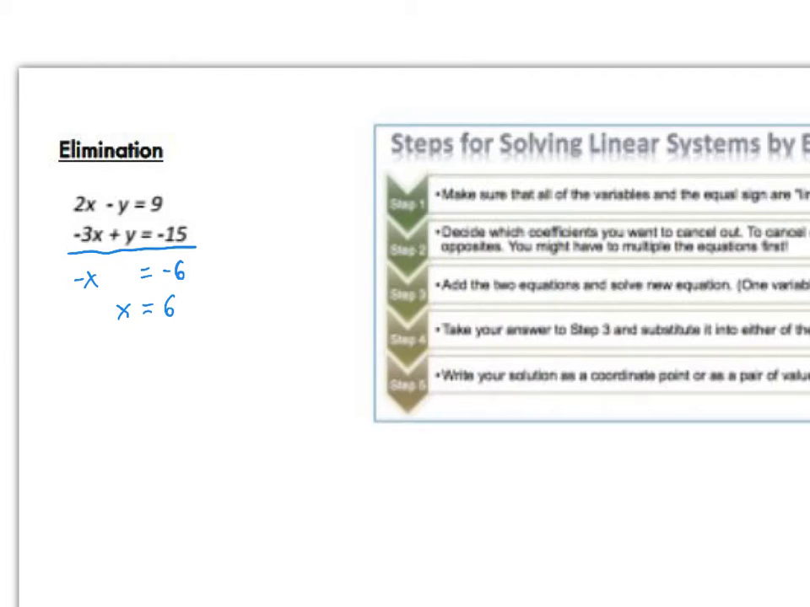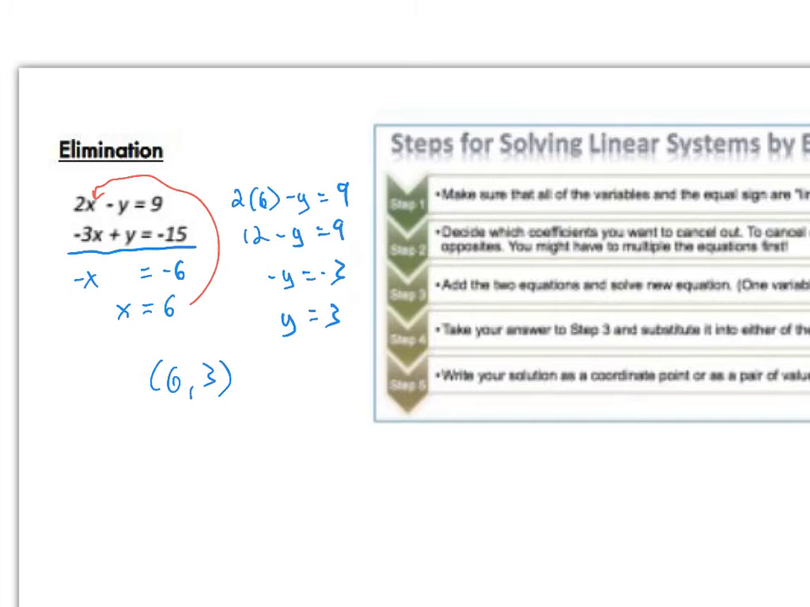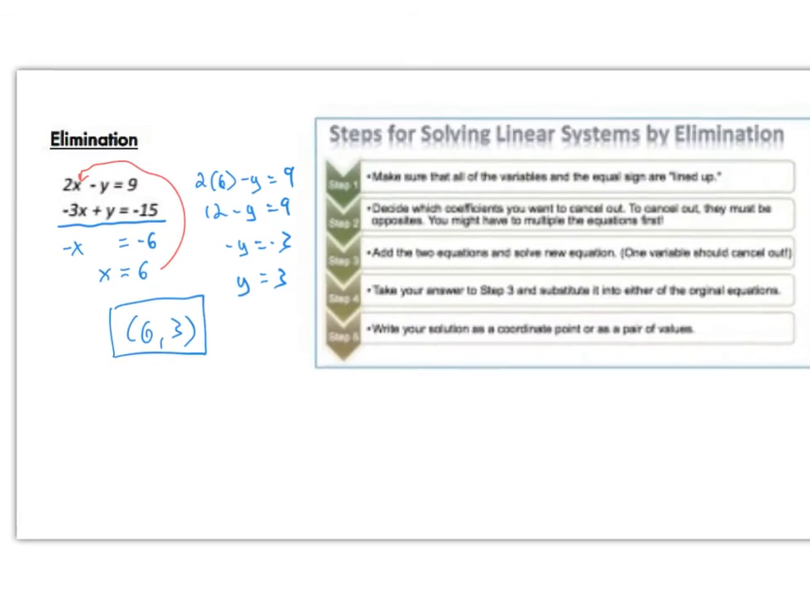So now I do have to go back and substitute this into one of my equations. It doesn't matter which one. I'm just going to pick the top one. You could certainly pick the bottom one if you wished, and you would still get the same answer. So you get 2 times 6 minus y is equal to 9. 12 minus y is equal to 9. Take away the 12 from both sides, you get negative 3, and then finally divide by negative 1, and you get (6, 3) as the solution to this system. That was pretty slick and pretty fast.